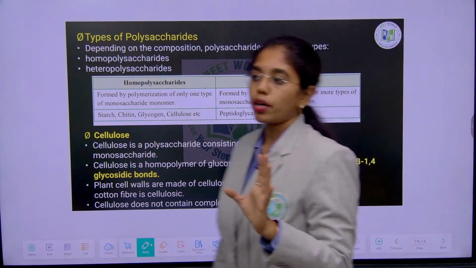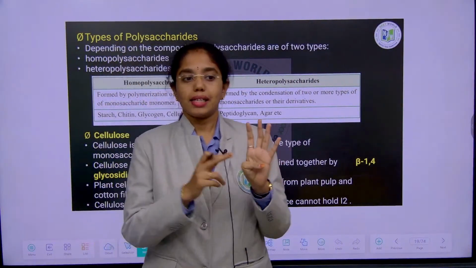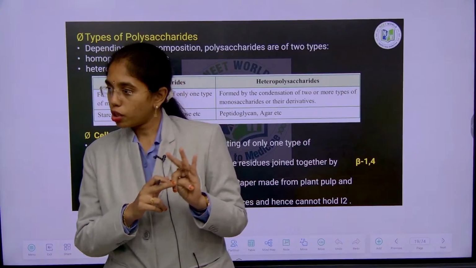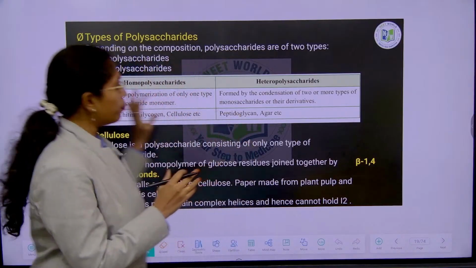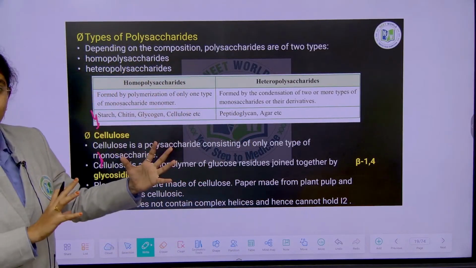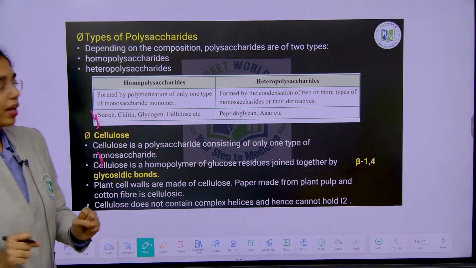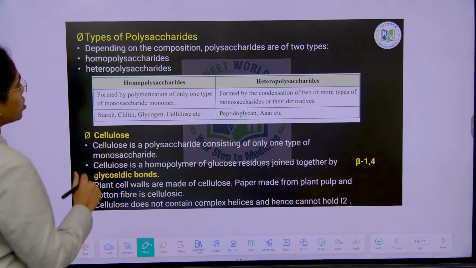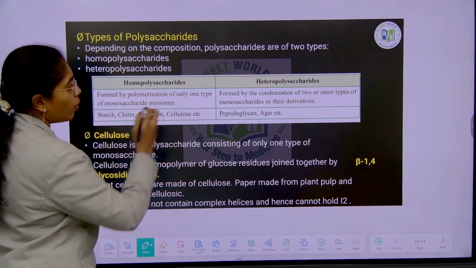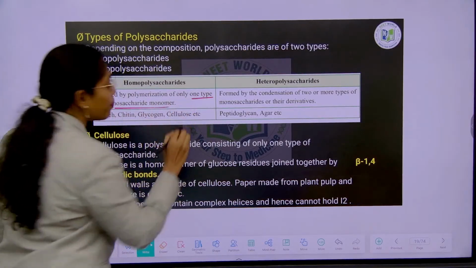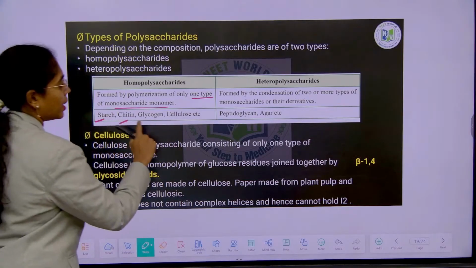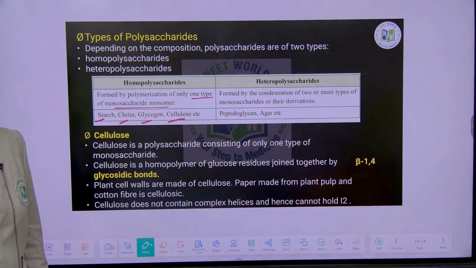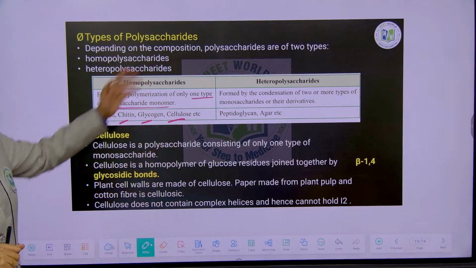So, what is important that you have to learn from carbohydrates? Examples of monosaccharides, examples of disaccharides and what they are composed of, oligosaccharides and then polysaccharides. What are homopolysaccharides? What are heteropolysaccharides? Homopolysaccharides, if you see, they are formed by what? Polymerization of only one type of monosaccharide monomer. For example, starch, chitin, glycogen, cellulose all have only one monomer, that is glucose, right. So, that is what a homopolysaccharide is.